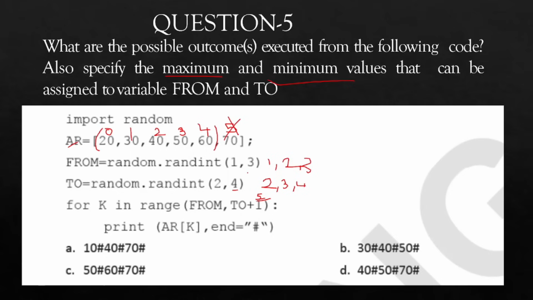Here you have to get any output. Now take the first output. What are the possible? 10 dash, 40 dash and 70. So here the value 10 is not there in the list. So this is not a possible outcome. What is this? 30, 40, 50. It is there in the range, so this is a possible outcome. 50, 60, 70. 70 you can see here, it is the fifth one. But we are reaching only till the fourth element. So it is not possible. Next one, 40, 50, 70. Again 70 has come, so it is not possible. So the outcome is answer B.